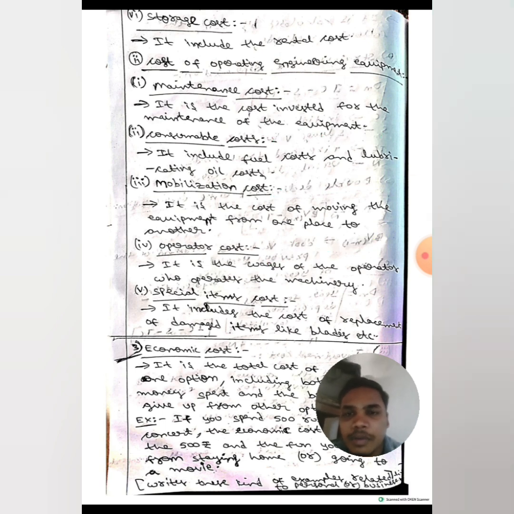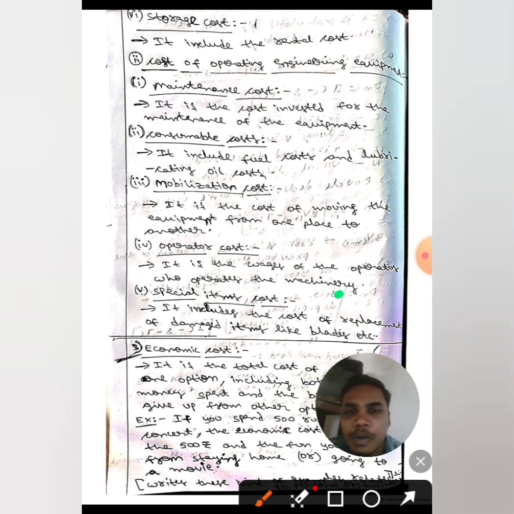The next one is operator cost. It is the wages of the operator who operates the machinery. The next one is special items cost. Here it includes the cost of replacement of damaged items like blades, etc.